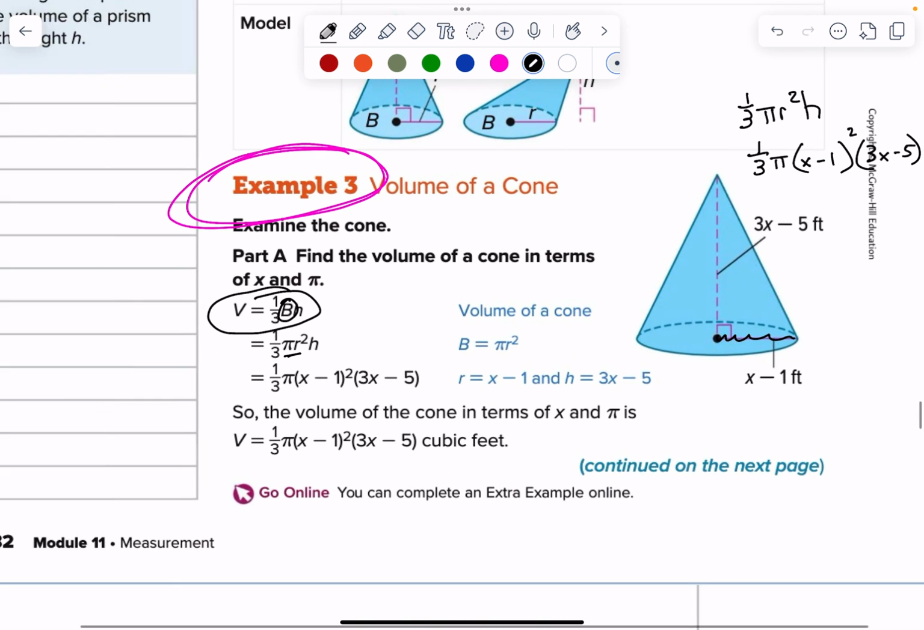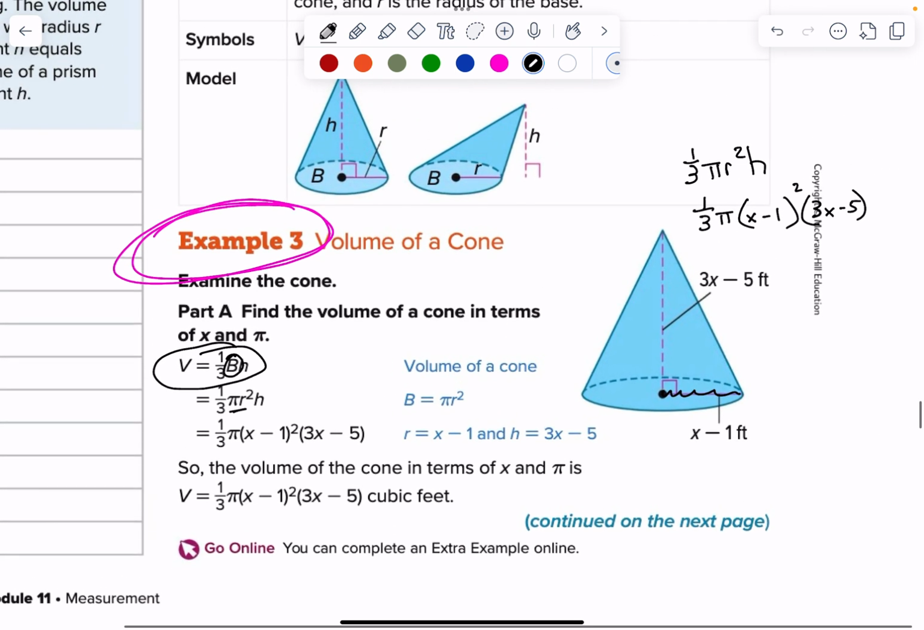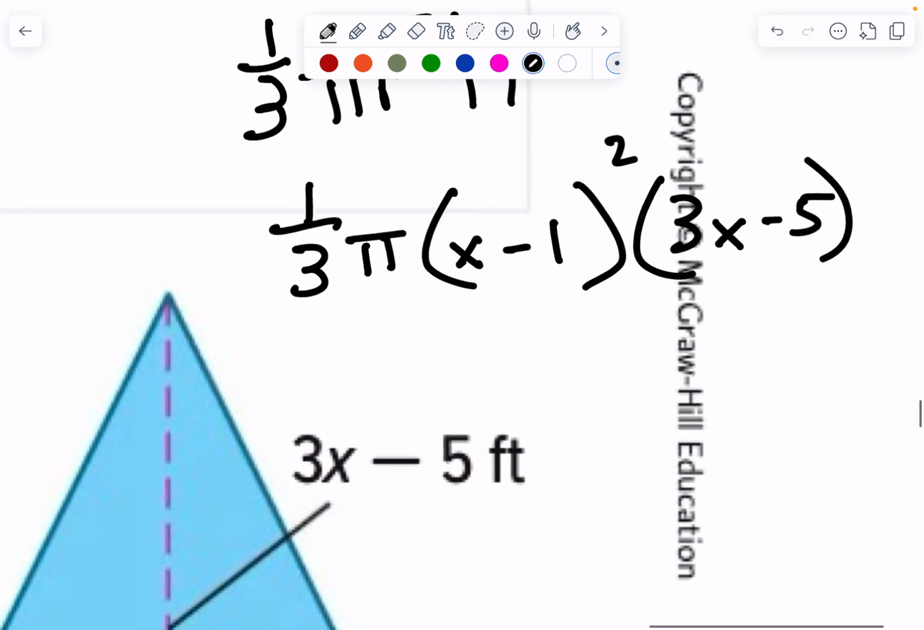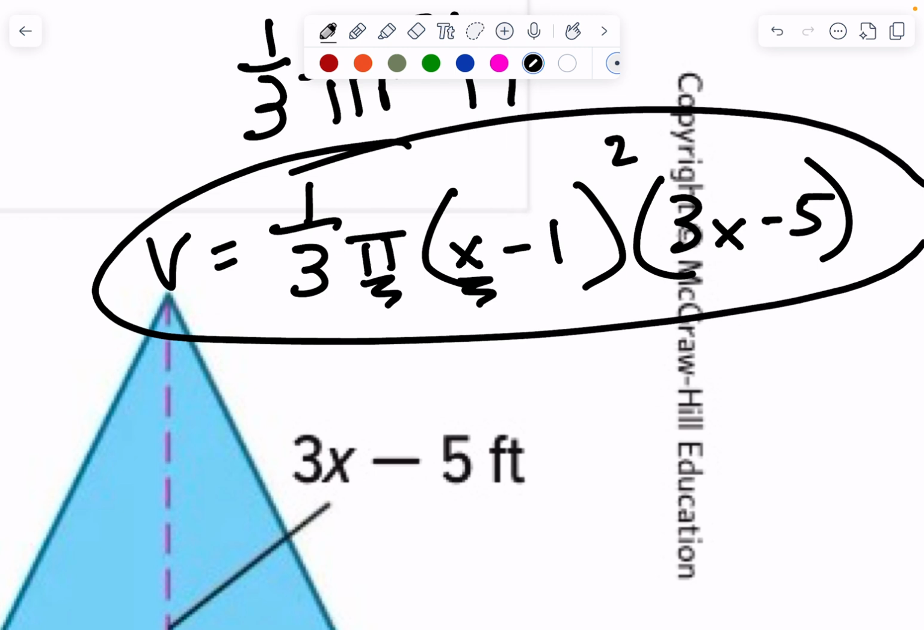So for the volume of the cone, they just want you to find the volume of the cone in terms of x and in terms of pi. That means leave the x's as they are, leave the pi's as they are. So this is the answer for the volume. That's usually on your homework assignment, that will be part A.